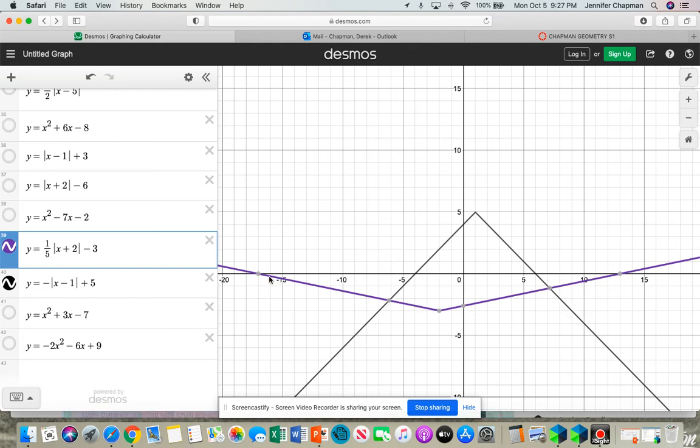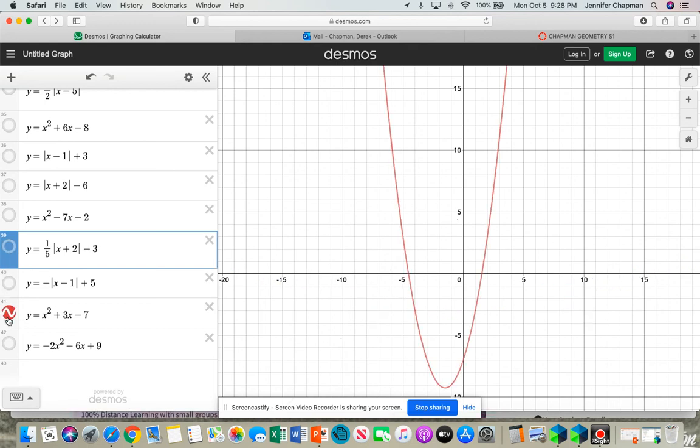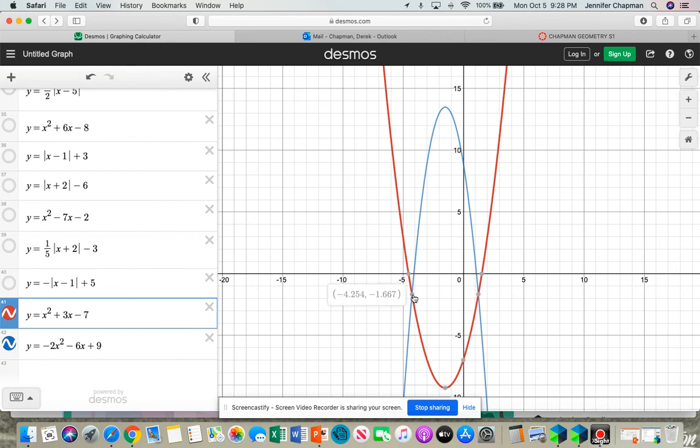And then the last problem, number 29, x squared plus 3x minus 7, the red function. The blue function's negative 2x squared minus 6x plus 9. Again, these are both equations. In between the two functions is an equal sign, so you just care about where they cross. At x equals negative 4.254 and x equals 1.254.